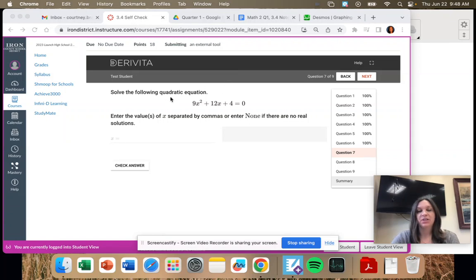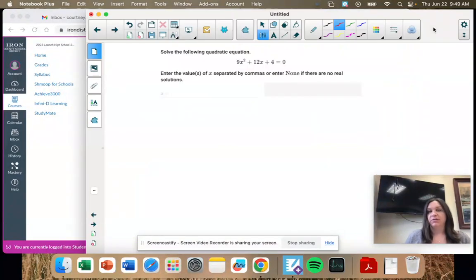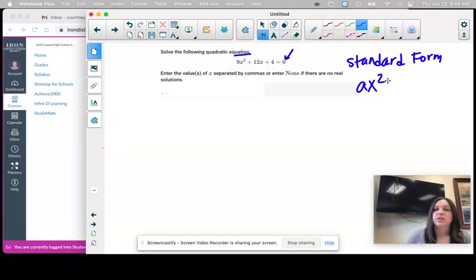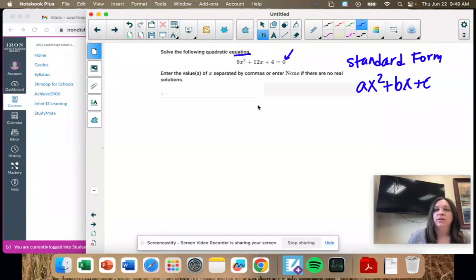Number 7, we're solving the quadratic equation. Enter the values separated by commas or none if there's no real solutions. So we have an equation, which means there's an equal sign and it equals 0. The only thing is that we're in standard form and we can't solve until we're in factored form. So standard form, a is 9, b is 12, and c is 4.